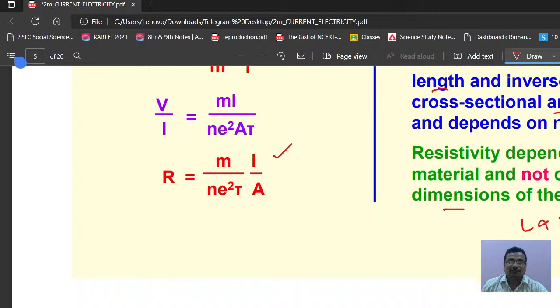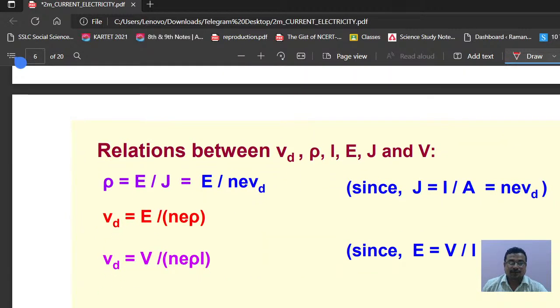Now move ahead to the next topic, about the relation between drift velocity, resistivity, current, energy, and about the voltage and the current density.